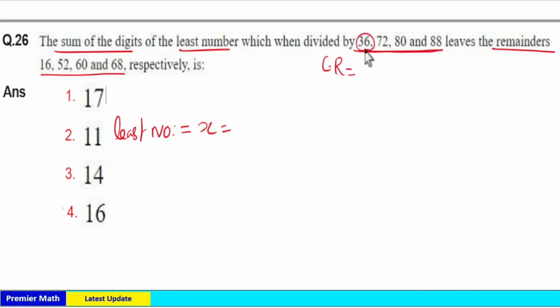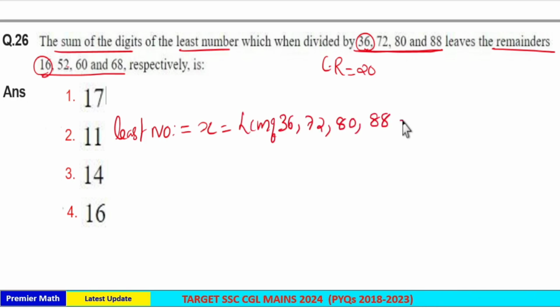That is 36 minus 16 is 20. Same way 72 minus 52 is 20. 80 minus 60 is 20. So take the LCM first. LCM of 36, 72, 80, 88. And subtract this common remainder from this LCM. Then you will get the least number.